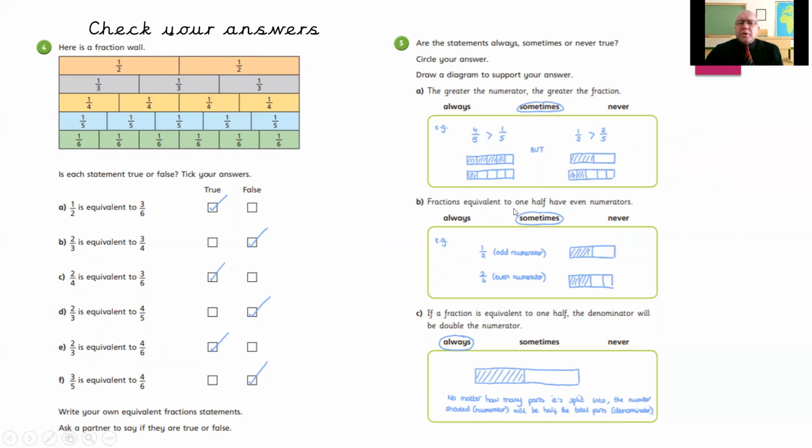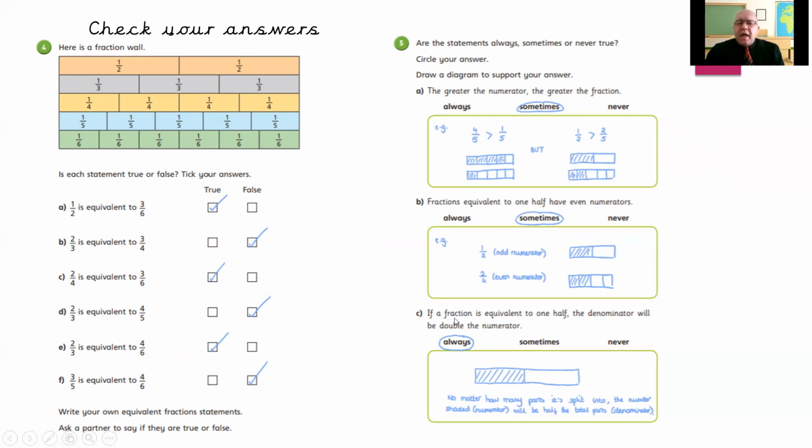B, fractions equivalent to 1/2 have even numerators. Again, that is sometimes true, because half is equivalent to half, and that's got an odd numerator. 3/6 is equivalent to a half. That's got an odd numerator, but 2/4 is even. 4/8 is even. So that's sometimes true, but not always.